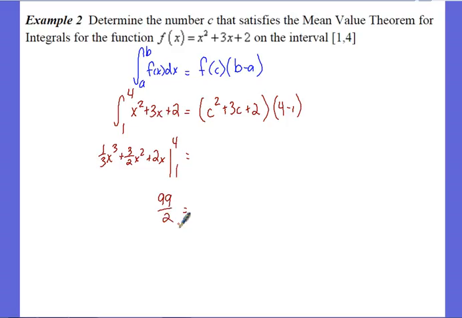Okay? So on the left side I have 99 over 2. Let's work with this right side. Obviously 4 minus 1 is what? 3. So what am I going to do with that 3? So I'll get what?